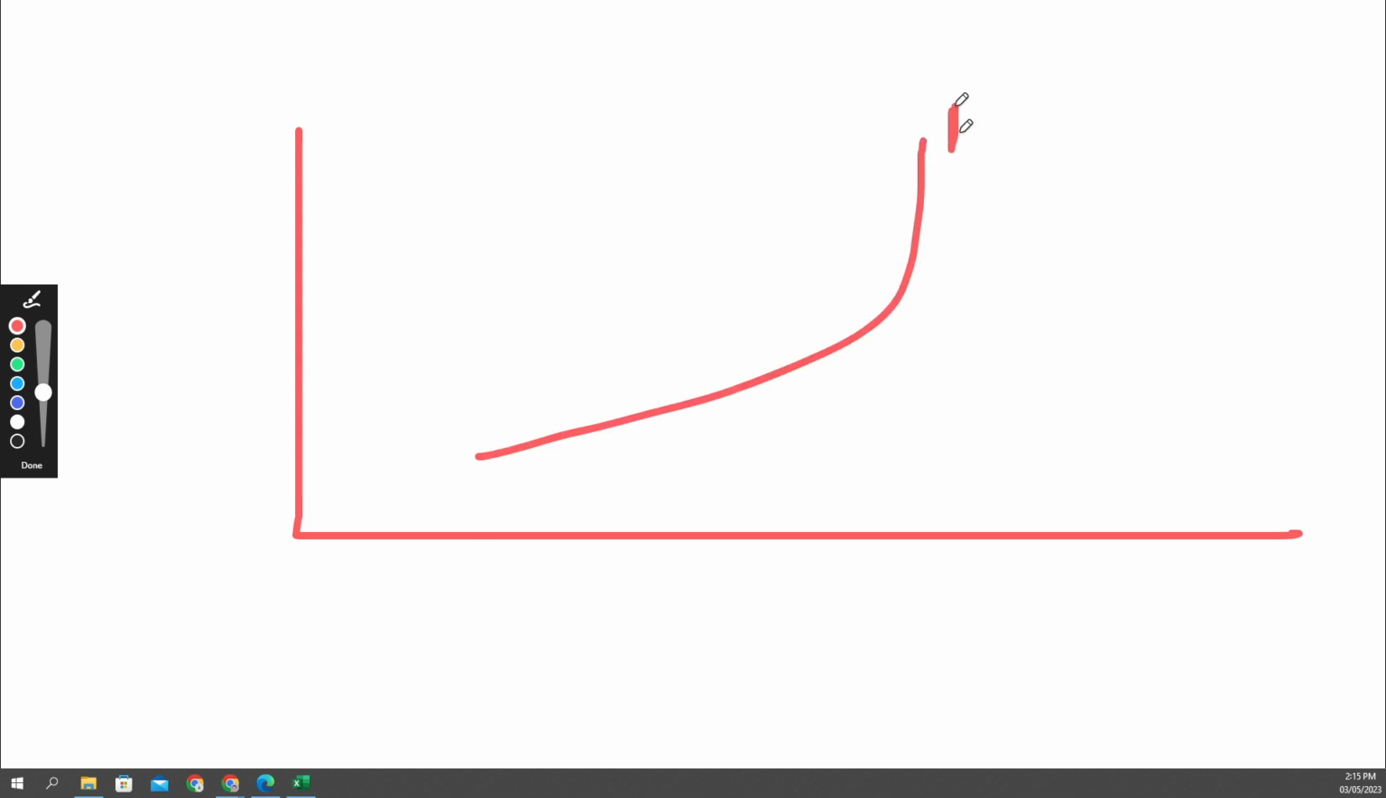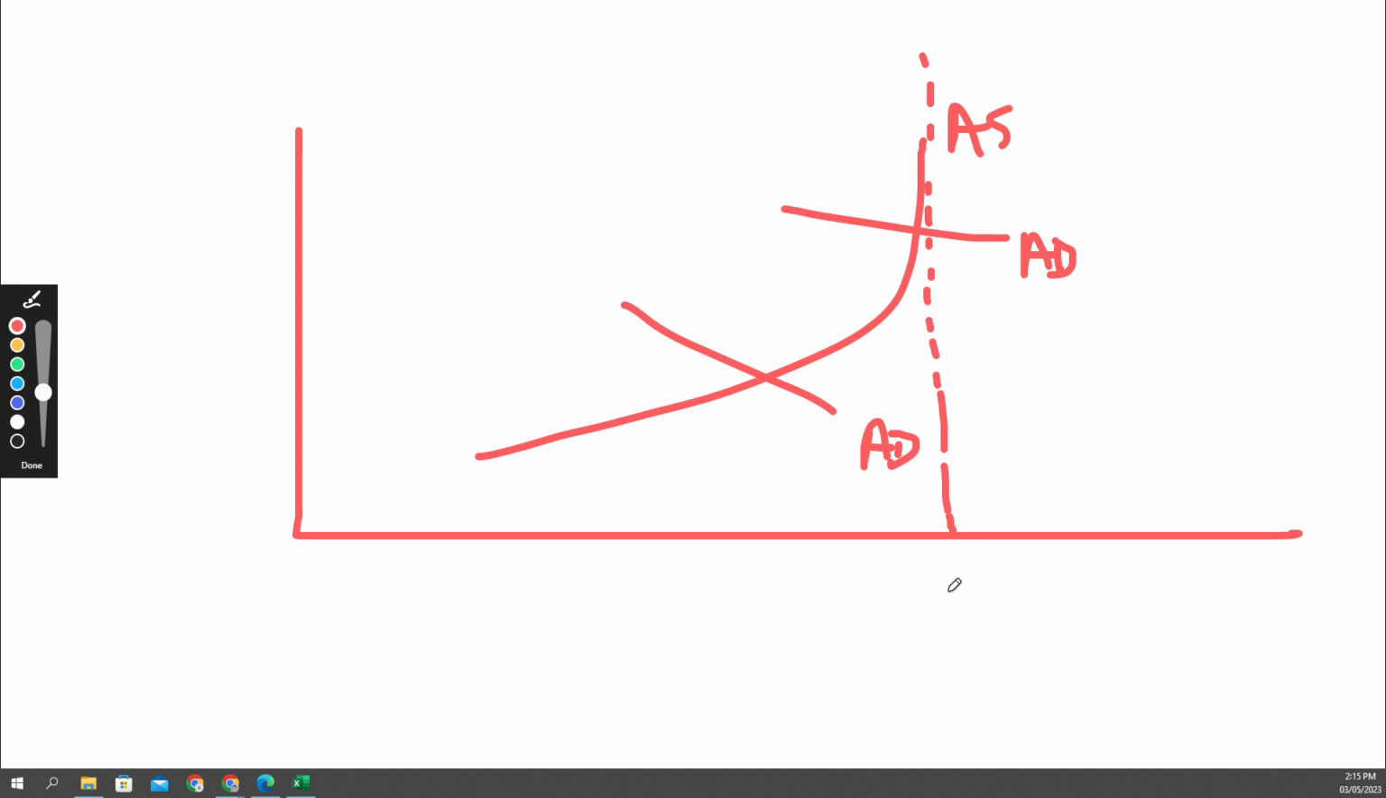So if you remember from when we drew the aggregate demand and aggregate supply curves, we have a curved aggregate supply curve, and if demand increases by too much, we get towards this inelastic part of the curve, which is close to productive capacity, and all that happens is prices rise, and they rise quite drastically. That should have been labeled properly. That's what's happening with demand inflation.